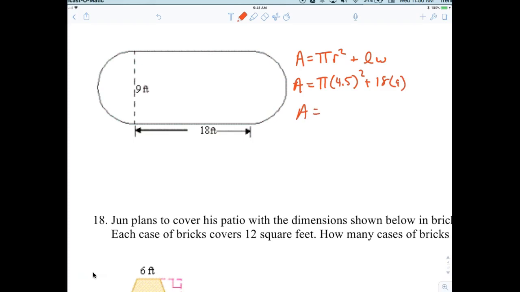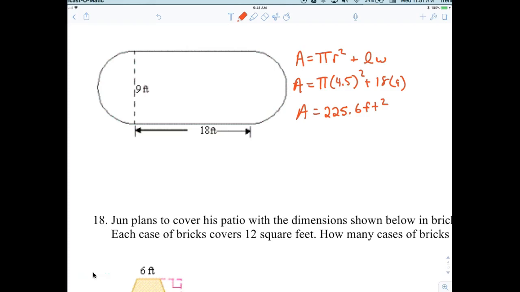So your area is, somebody figure that out for me. Abby, you're quiet. You all right over there? 225.6. Girls, you guys agree with that? Is that good? So what is it again? 225.6 feet squared. Everybody happy with that?